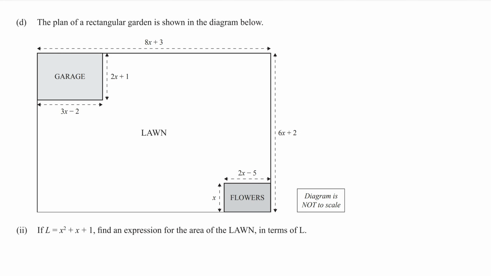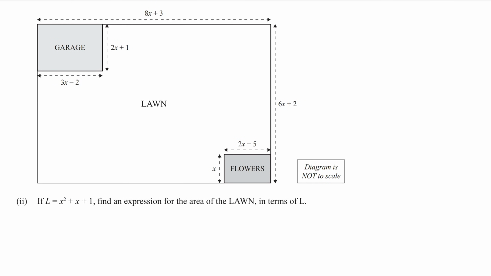At the moment, they're saying that L is x squared plus x plus 1. Okay. That's really strange that they actually say that, but that's okay. Let's try and figure out what it is. And then they're saying find an expression for the area of the lawn in terms of L. Okay, so you know what we're going to do? We're going to try and work out what the area of lawn is first, because once we do that, then we can worry about the L part.